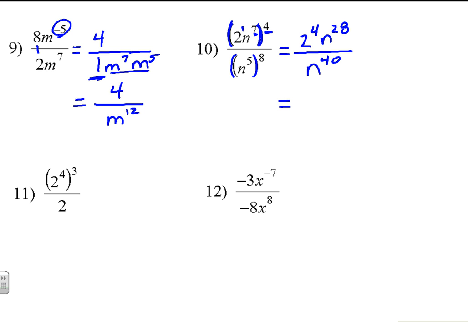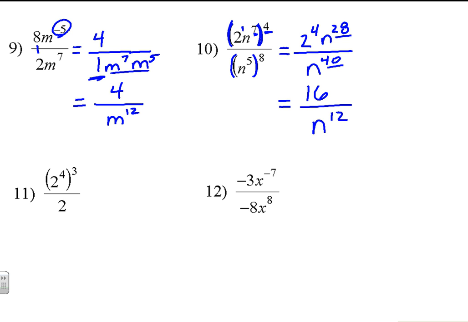So I might want to just leave 2 to the fourth, but that's such a small number, I'll go ahead and handle that. 2 times 2 times 2 times 2. That's 2, 4, 8, 16. And now I'm going to talk about my n's, and I definitely have more n's in the denominator than the numerator. And of course you could use a calculator here, but I'm certain most are going to just subtract that in our head. How many more n's do I have in the denominator? 40 minus 28, 12. And they stay in the denominator. Okay?